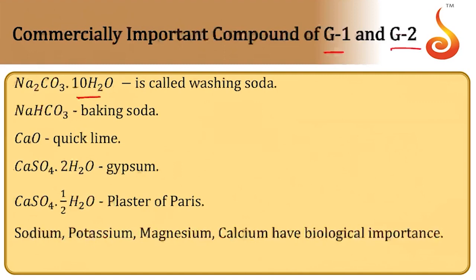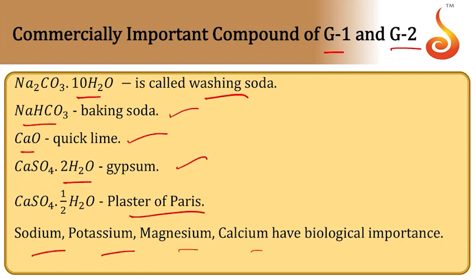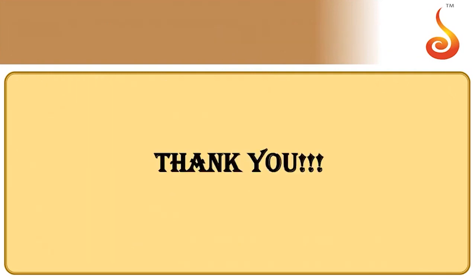And commercially important compounds of group 1 and group 2: sodium carbonate decahydrate, Na2CO3.10H2O, is called washing soda, and sodium bicarbonate is used as baking soda. CaO is called quicklime, calcium sulfate dihydrate, CaSO4.2H2O, is gypsum, and the hemihydrate, CaSO4.½H2O, is called plaster of Paris. Sodium, potassium, magnesium, and calcium have biological importance also.